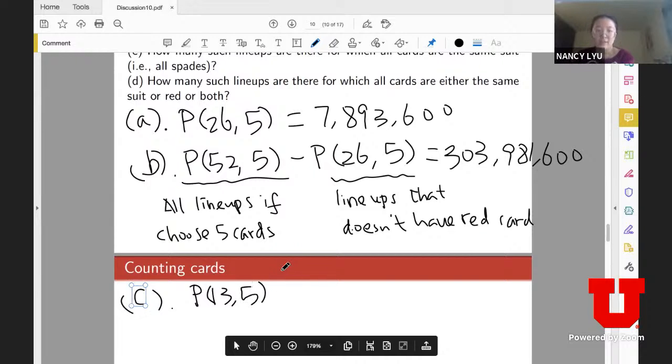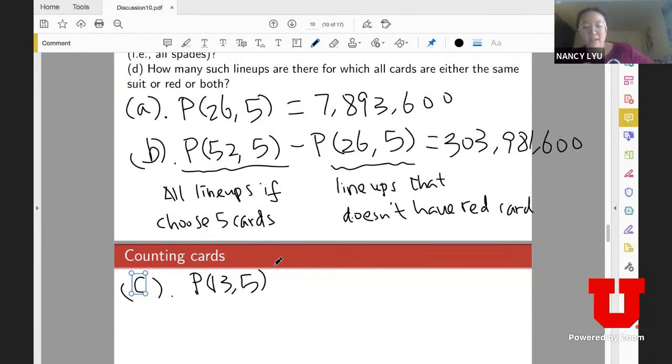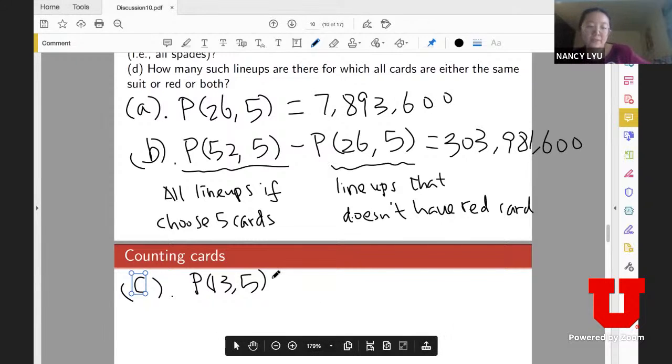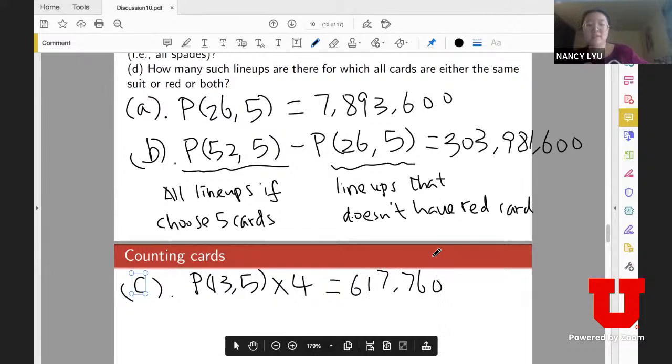And that's only if you want to choose all 5 cards from spades. If you want to find out about the other suits, you can just multiply by 4, because it's the same for each suit. And this will give you the final answer, which is 6,017,760.